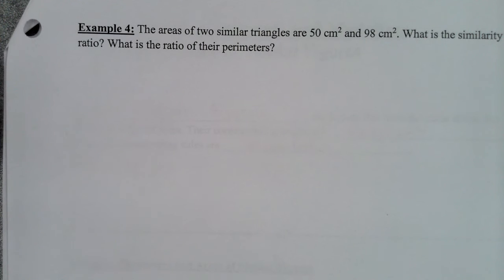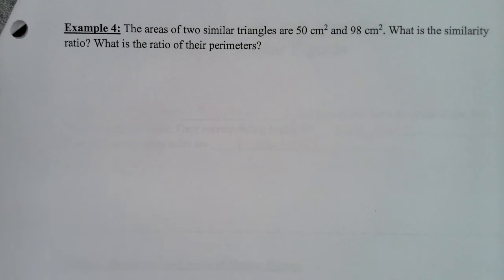Okay, example 4. The areas of two similar triangles are 50 centimeters squared and 98 centimeters squared. What is the similarity ratio? And what is the ratio of their perimeters? These answers are going to be the same. I just phrased it two different ways. What we're going to have to do is find the similarity ratio, which is A over B.